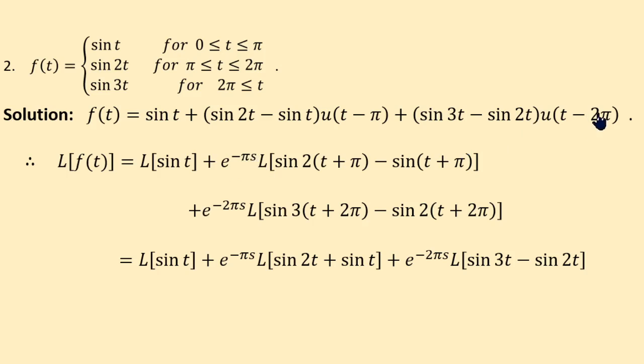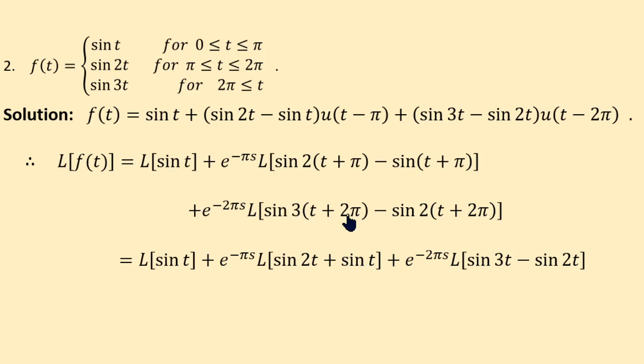Here also e power minus a s, a is 2 pi now, e power minus 2 pi s into Laplace transform of f of t plus 2 pi. In the place of t, write t plus 2 pi, sin 2 times t plus 2 pi. And in PUC you studied sin 2t plus 2 pi: 2 pi is the period of sine, therefore you can cancel 2 pi, so it is sin 2t. And sin t plus pi, in the third quadrant sine is negative, so minus sin t. So Laplace transform of sin 2t plus minus minus plus Laplace transform of sin t.